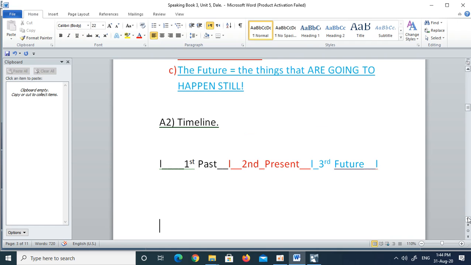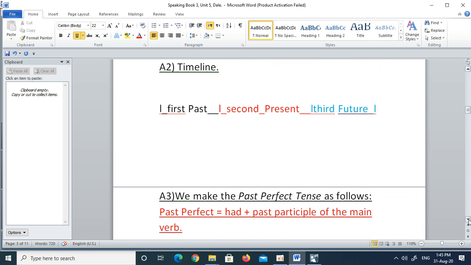So if we look at a timeline, the things that happen first are in the past. The things that happen second are in the present. And the things that happen third are the things that are in the future. All right, so past comes first, second the present, and lastly the things that will still happen in the future.